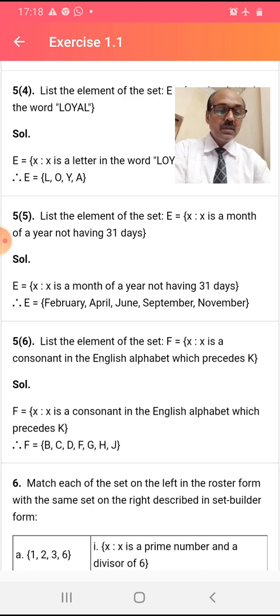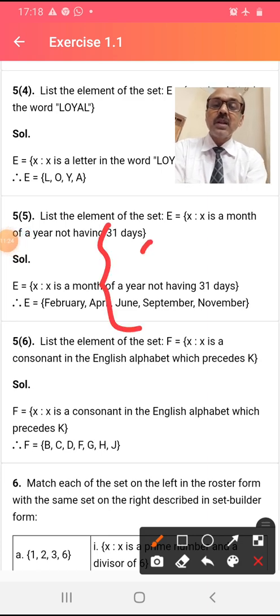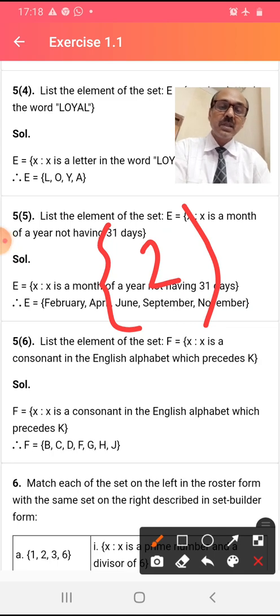Singleton set: a set which contains only one element, a single element, that is a singleton set. Like within set brackets, only one element, 2, suppose. So one element is there, so this is a singleton set.